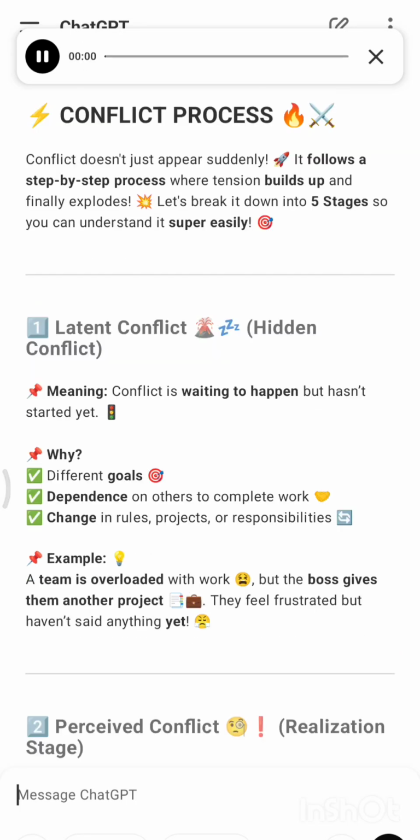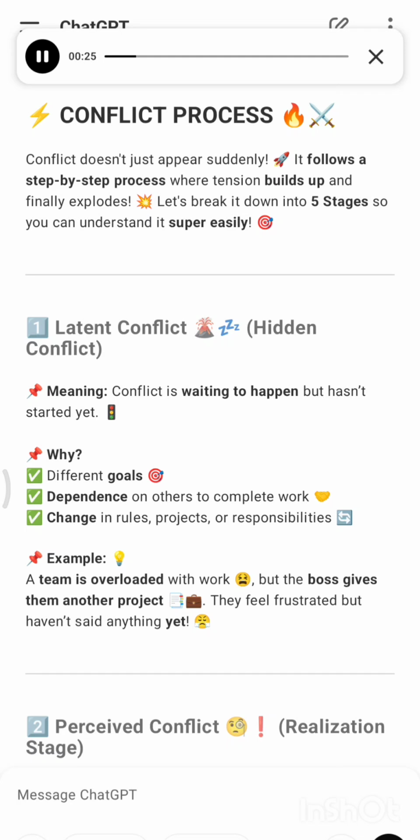Conflict process. Conflict doesn't just appear suddenly. It follows a step-by-step process where tension builds up and finally explodes. Let's break it down into 5 stages so you can understand it super easily. 1. Latent conflict. Meaning, conflict is waiting to happen but hasn't started yet.